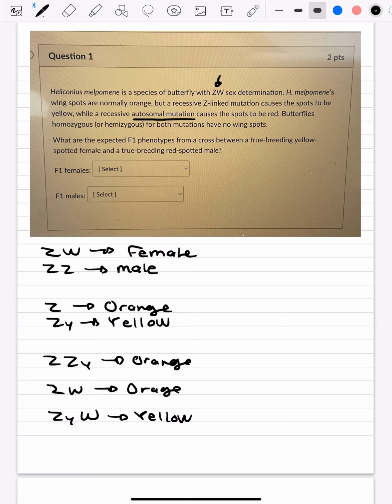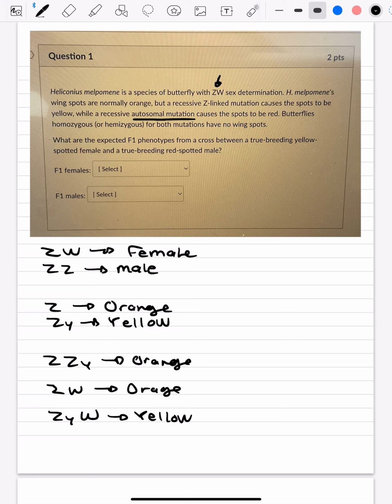Now, if we had an individual who was Z Z^Y, little r little r, what do you think it produced? The answer would be red spots. It says right here that butterflies homozygous or hemizygous for both mutations have no wing spots. So we know that this individual has a Z and a Z^Y. The Z^Y is recessive, and it's going to be masked by the effects of the dominant Z gene.